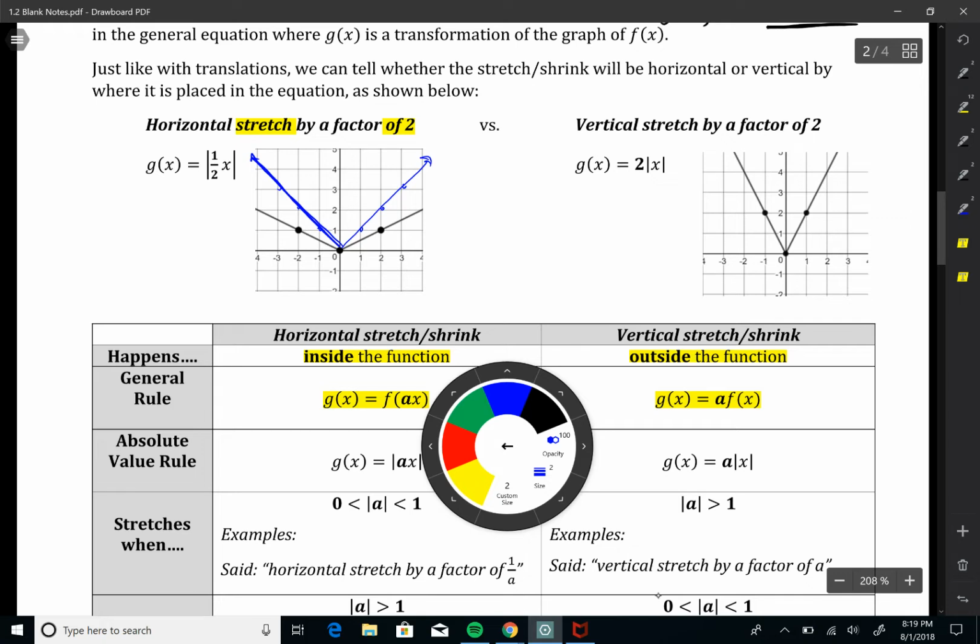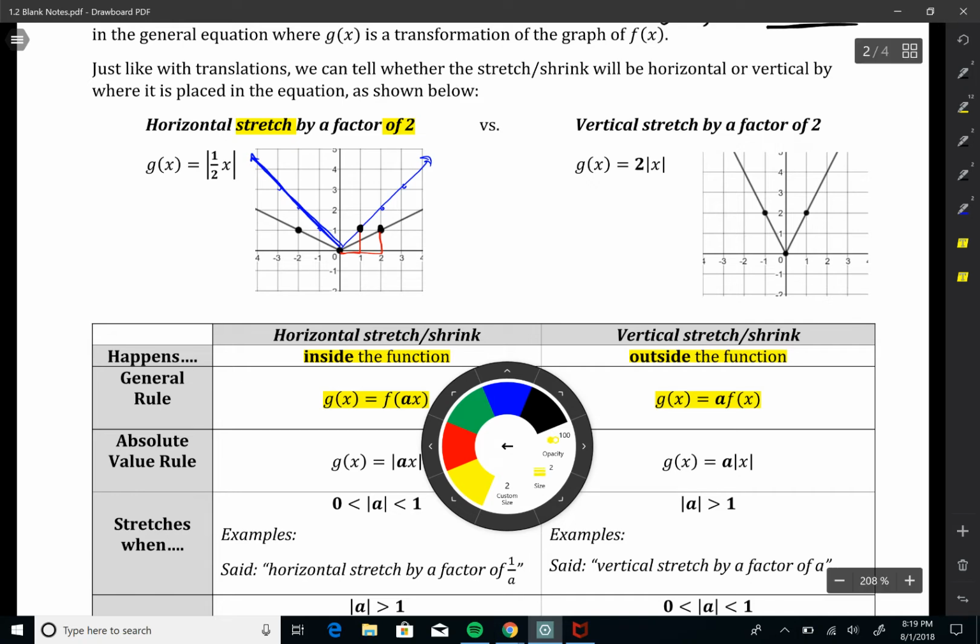So I might talk about this point right here, 1, 1, which is on my original, and this point right here, 2, 1. So it appears that this point 1, 1 used to be from the vertex over 1, up 1. Well, now I have this point that is still up 1, but I have to go over 2 to get there. So that's a horizontal stretch by 2.